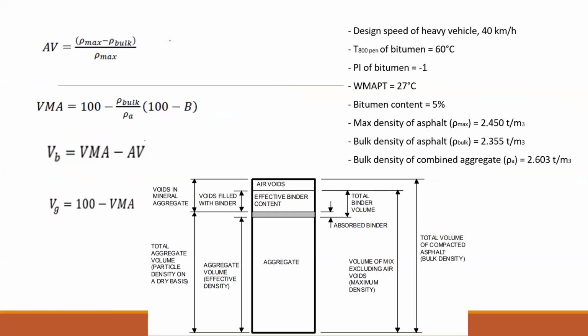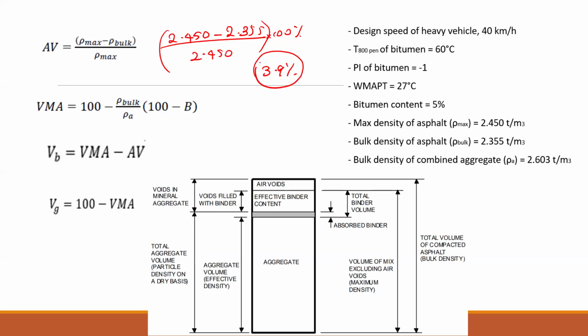So rho max is given to us, which is 2.450. Bulk is given to us, 2.355, divided by 2.450. Make it a percentage because we need it as a percentage. What do we get? 3.9. So 3.9% is the air voids. Okay.